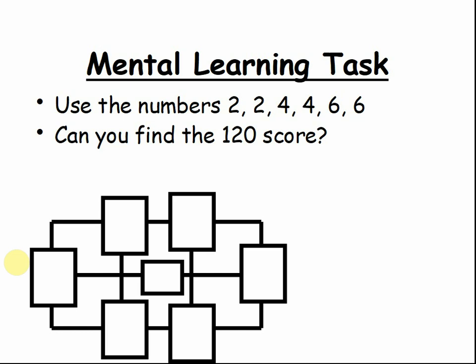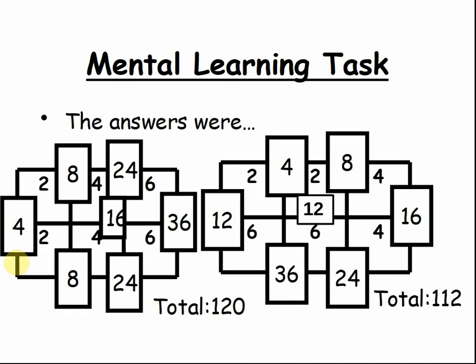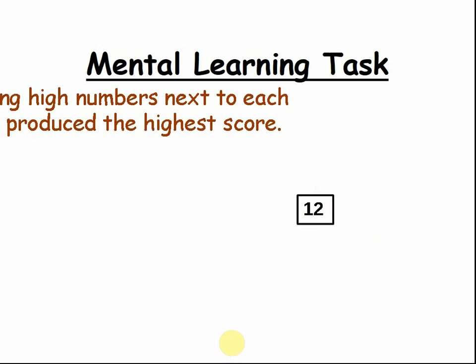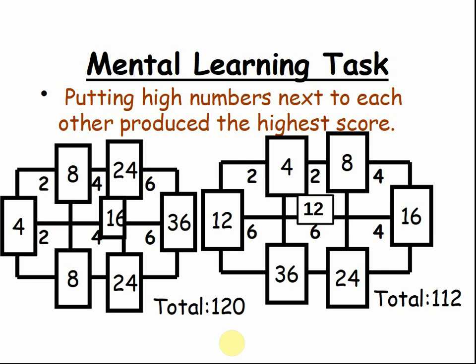Here comes the answer. By having the 6 and the 6 together, the 4 and the 4 together, and the 2 and the 2 together this way, you got 120. If you did it 2 and 2 this way, 6 and 6 this way, and the 4 and 4 this way, you got 112. Pause the video and have a look to see where and why there are so many differences. The mental learning task, putting high numbers next to each other, produced the highest score.